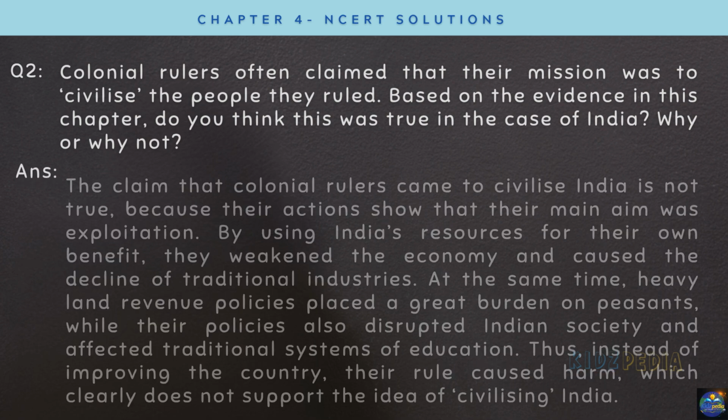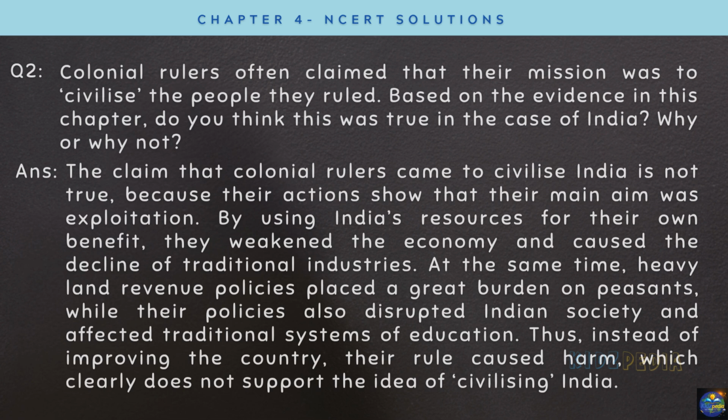So you can write the answer as: the claim that colonial rulers came to civilize India is not true because their actions show that their main aim was exploitation. By using India's resources for their own benefit, they weakened the economy and caused the decline of traditional industries. At the same time, heavy land revenue policies placed a great burden on peasants, while their policies also disrupted Indian society and affected traditional systems of education. Thus, instead of improving the country, their rule caused harm, which clearly does not support the idea of civilizing India.